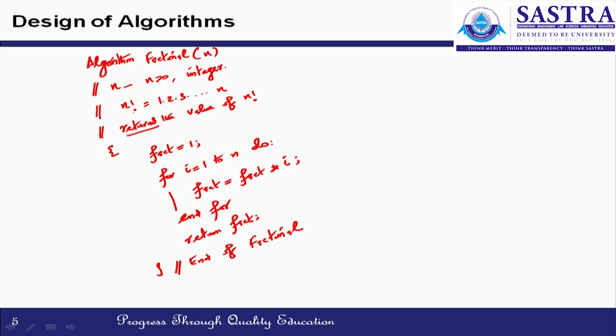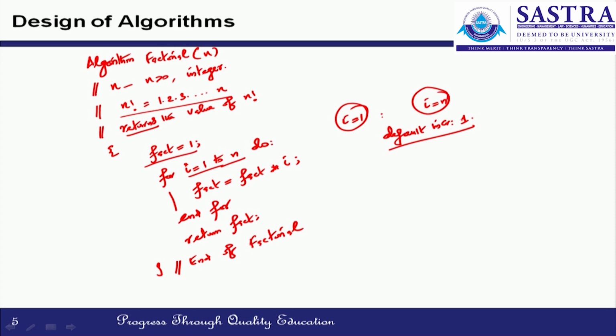Since n factorial is equal to 1 into 2 into 3 into etc. n, we need to find the product of these integers. Hence, initializing one product variable, let it be fact. Fact is set to 1 over the range of I with an initial value of I is 1, final value of I is n. Initial value of I is 1, I is equal to 1. Final value of I is n. A default increment is 1.